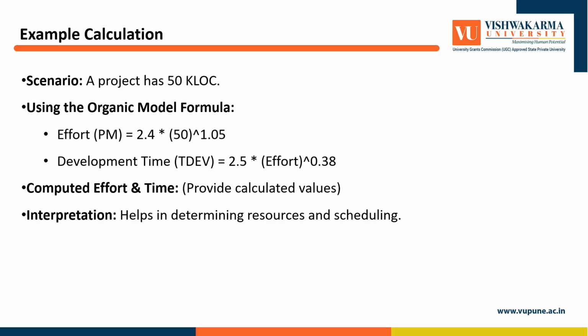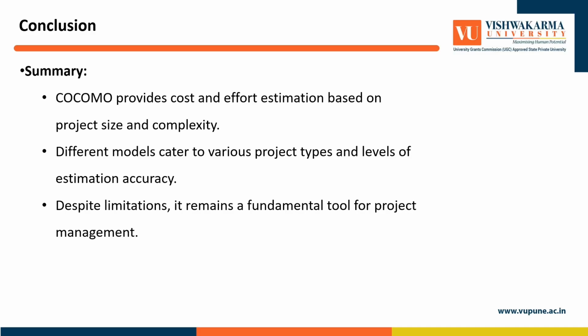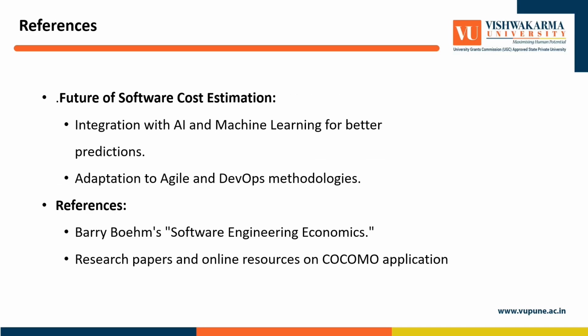Summary. To summarize, Cocomo is a well-established method for software cost estimation. It has 3 levels: basic, intermediate, and detailed, each suited to different stages and complexities. While it has limitations in modern context, it remains useful for foundational understanding and in structured environments. Cost estimation, when done properly, can be the difference between project success and failure.